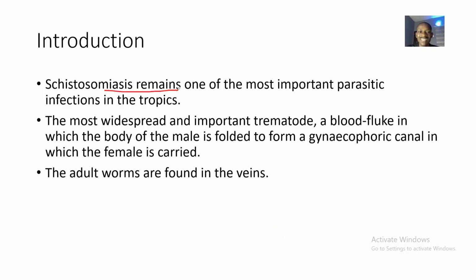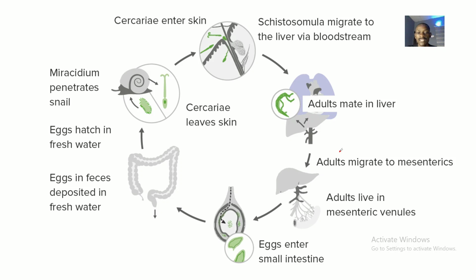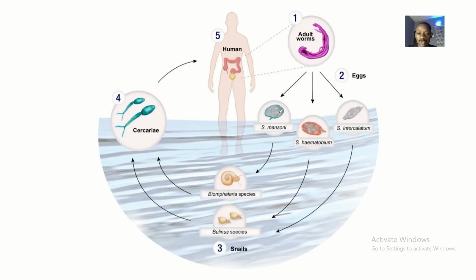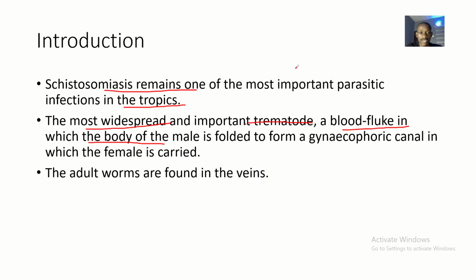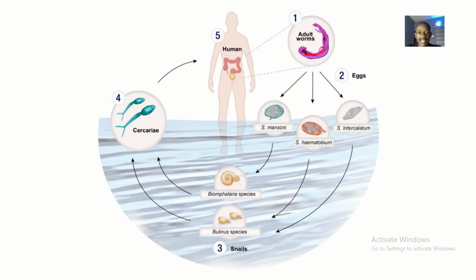So, introduction. We say that schistosomiasis remains one of the most important parasitic infections in the tropics, the most widespread and important trematode. It's a blood fluke in which the body of the male is folded to form a gynecophoric canal in which the female is carried. In the matured schistosoma worms, you see this opening here? That's the gynecophoric canal, and the males actually carry the female schistosoma worms in that canal. So the adult worms are found in the veins.